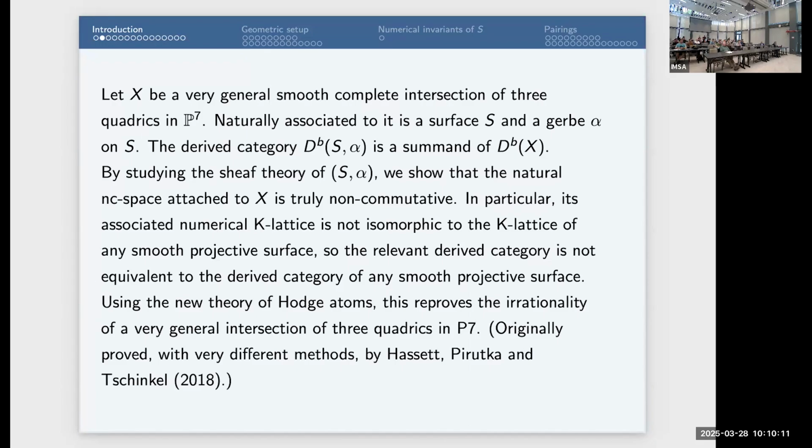So using the new theory of Hodge structures, I can prove the irrationality of the very general intersection of three quadrics. This result was recovered with very different methods by Hassett and Tschinkel.